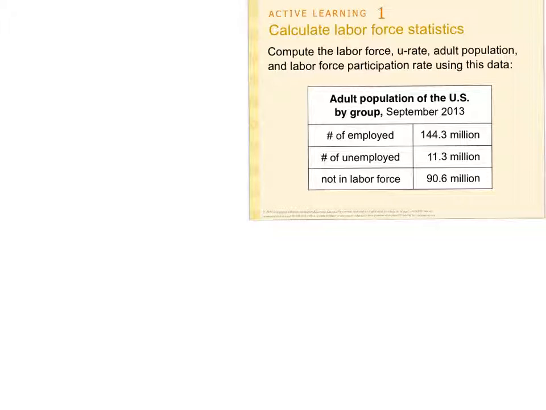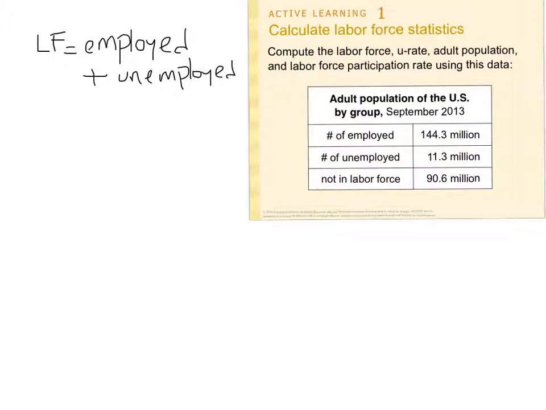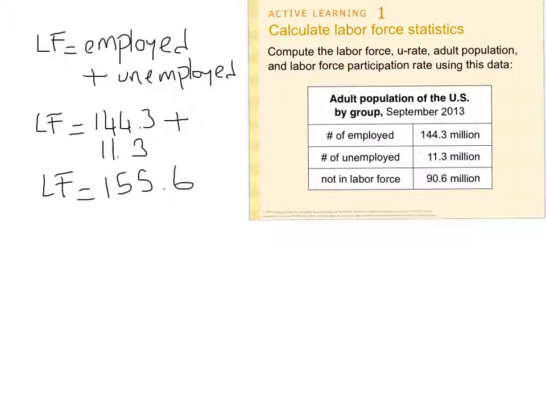First, the labor force. Labor force is easy. If you know the definition, it is the sum of employed people and unemployed people. So labor force will be employed plus unemployed. So labor force will be 144.3 million employed people plus 11.3. So the labor force is going to be 155.6 million people. First one is done.